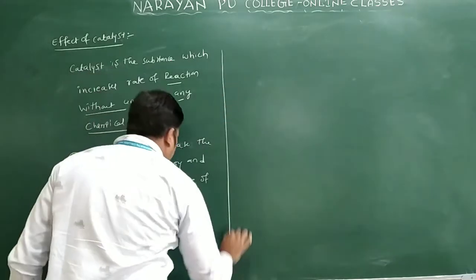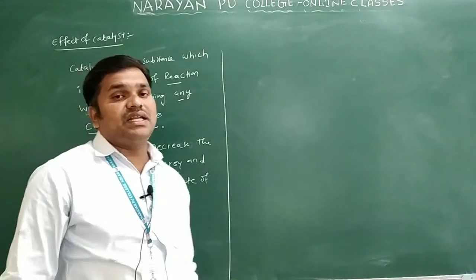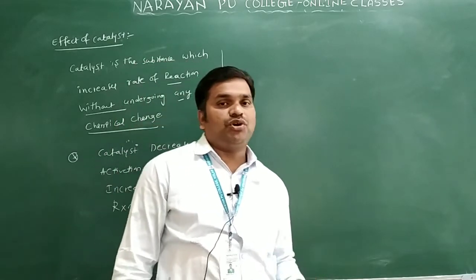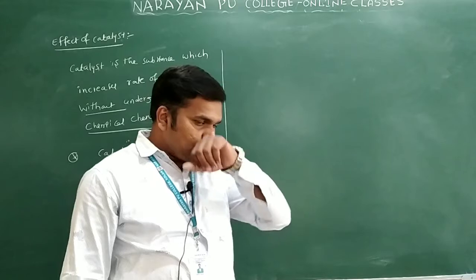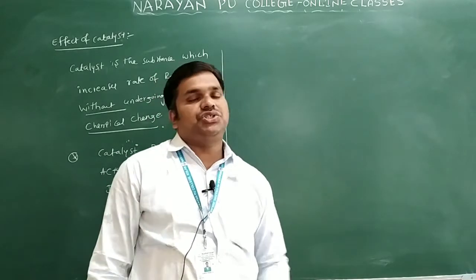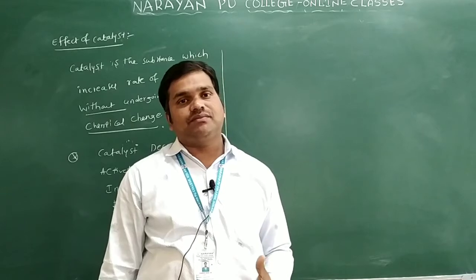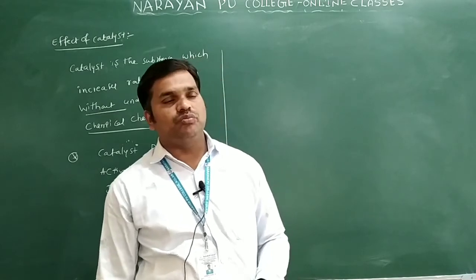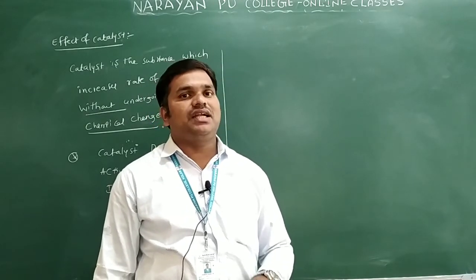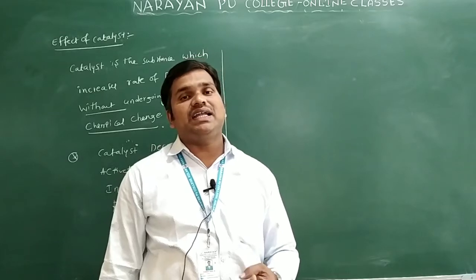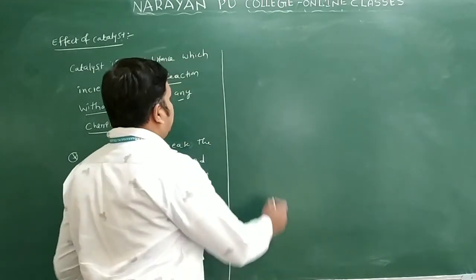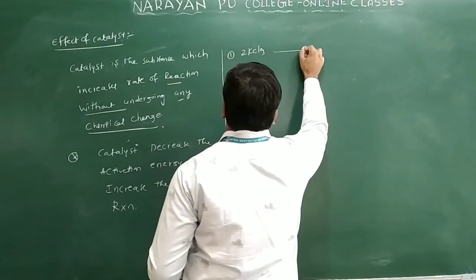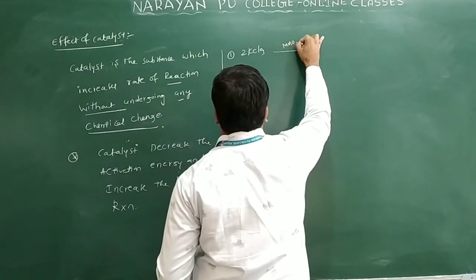Here you may have a doubt. Do all catalysts increase the rate of reaction? Here we can differentiate two catalysts: one is a positive catalyst, one is a negative catalyst. A positive catalyst always decreases the activation energy and increases the rate of reaction. And we have a negative catalyst also. A negative catalyst decreases the rate of reaction and increases the activation energy for the reaction. Let me write one example here: decomposition of potassium chlorate, which you can carry out in the presence of MnO2.